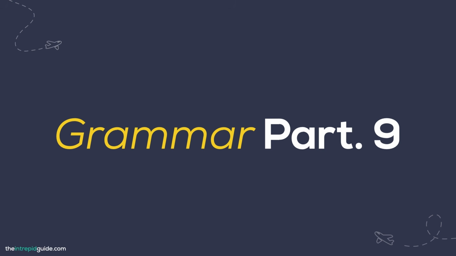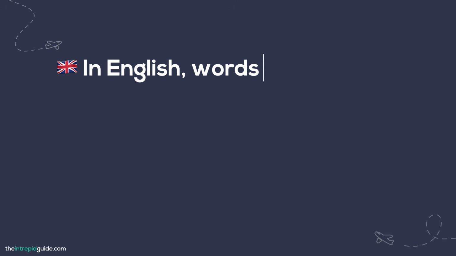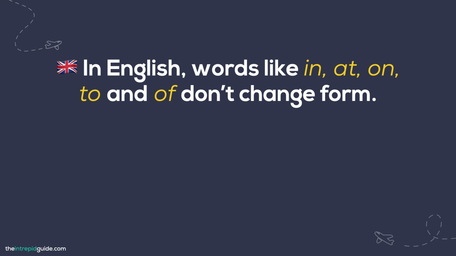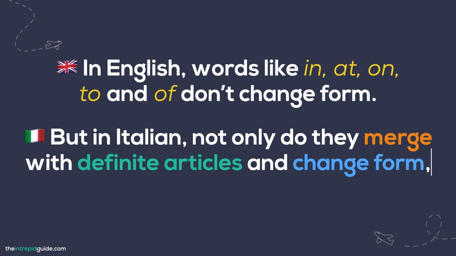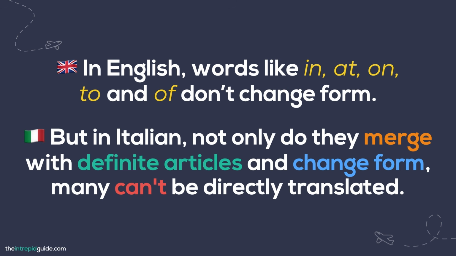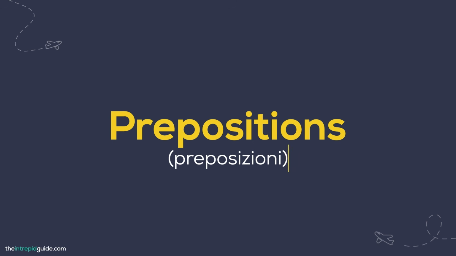This next part of Italian grammar makes even advanced learners second guess and hesitate mid-sentence. That's why you'll definitely need my cheat code. Now in English, words like in, at, on, to, of don't change form, but in Italian, not only do they merge with definite articles, that is il, lo, gli, i, le, and la, they change form, and many can't be directly translated. I'm talking about prepositions.